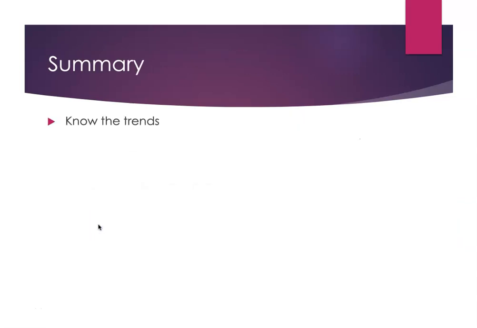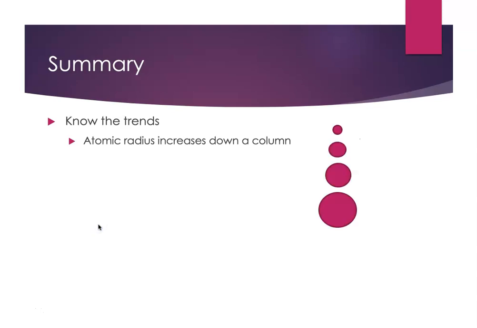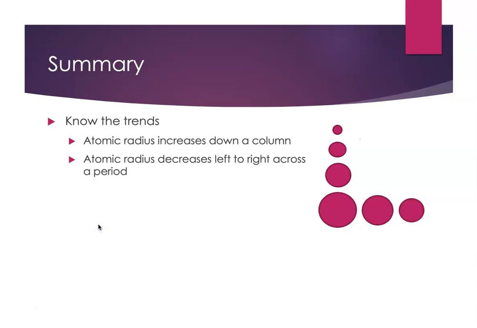You do need to know the trends. Absolutely, you need to memorize these. You need to know that atomic radius increases as you go down a column. Here's a visual that might help you to remember that. Makes me think of snowmen for some reason. And as you go left to right across the period, atomic radius decreases. Another visual. Now, these are not to scale. It's just a visual aid to help you remember the pattern. And being able to relate this to Coulombic attractions in terms of atomic structure is really important.